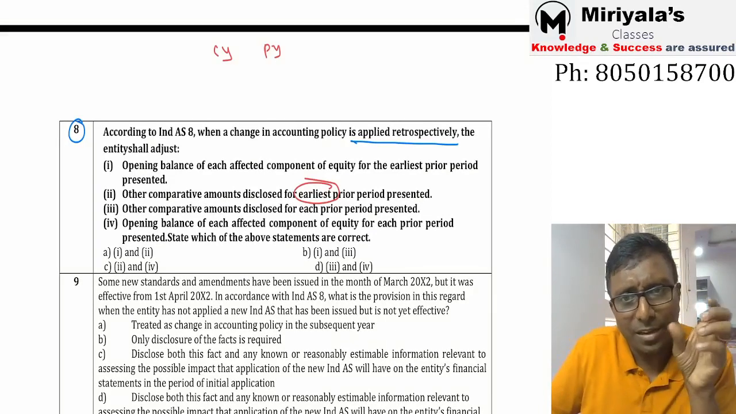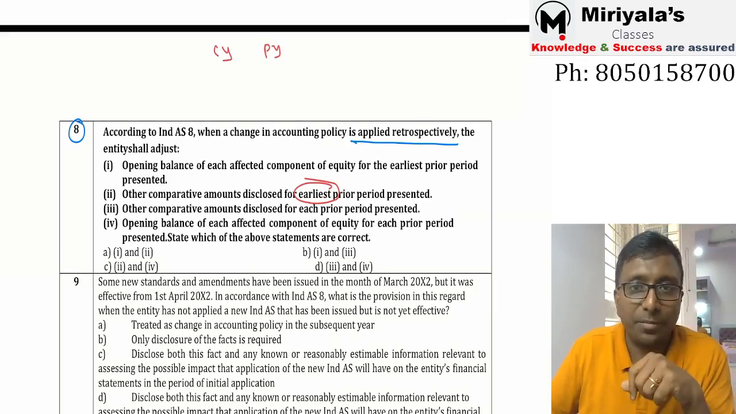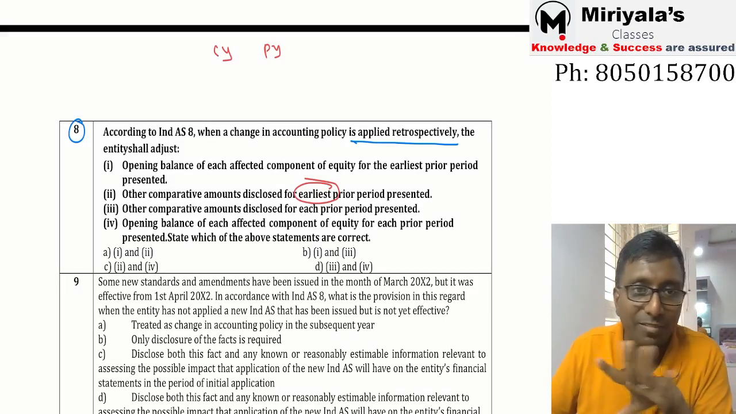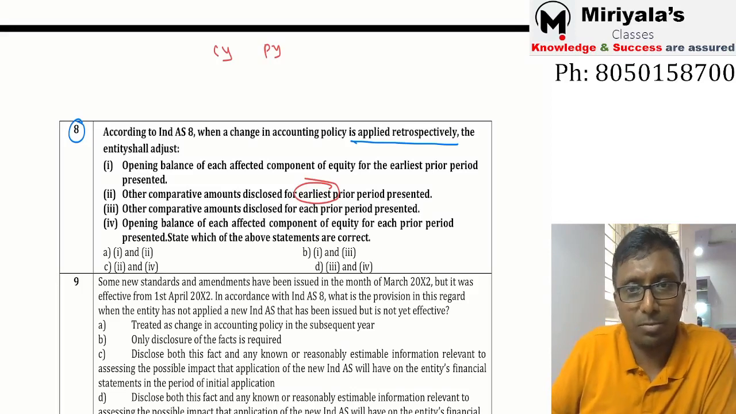Does the accounting standard, Ind AS, say that you should disclose only for two? No, go to Ind AS 1. Ind AS 1 says a minimum of two balance sheets, two years. But it will not say that you cannot give, sir, four columns, if I want to give.